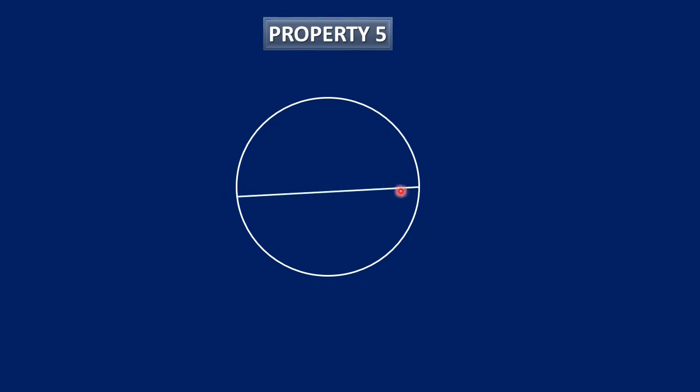Activity for property 5. Draw a circle of any radius. And then draw a chord of any length. The chord divides the circle into 2 segments. Put a point on any part of the circumference in each of the segments of the circle. So we have a point here and a point here. And now we are going to join the ends of the chord to each of the points.